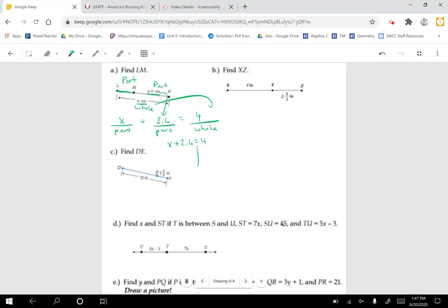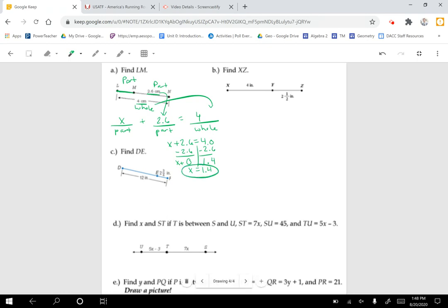We can take the inverse of 2.6. So subtract 2.6 from both sides. Got to maintain balance because we got that equal sign there. 4 minus 2.6. It's all right if you need a calculator for that. I know that decimals can be a bit tricky. 1.4. Positive 2.6 and negative 2.6 give us 0. So we're left with x plus 0 equals 1.4, or x equals 1.4.